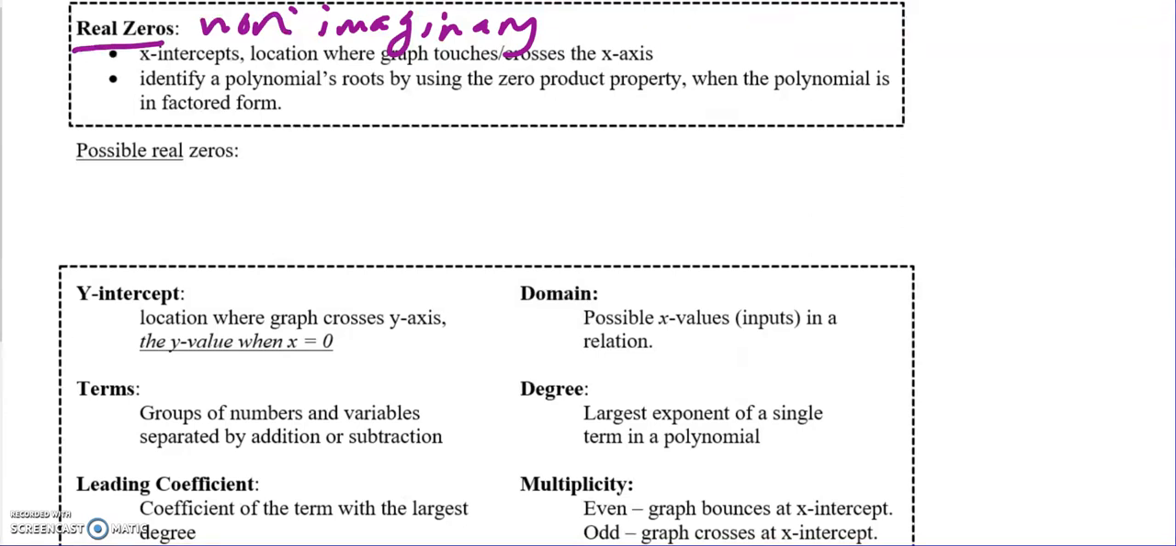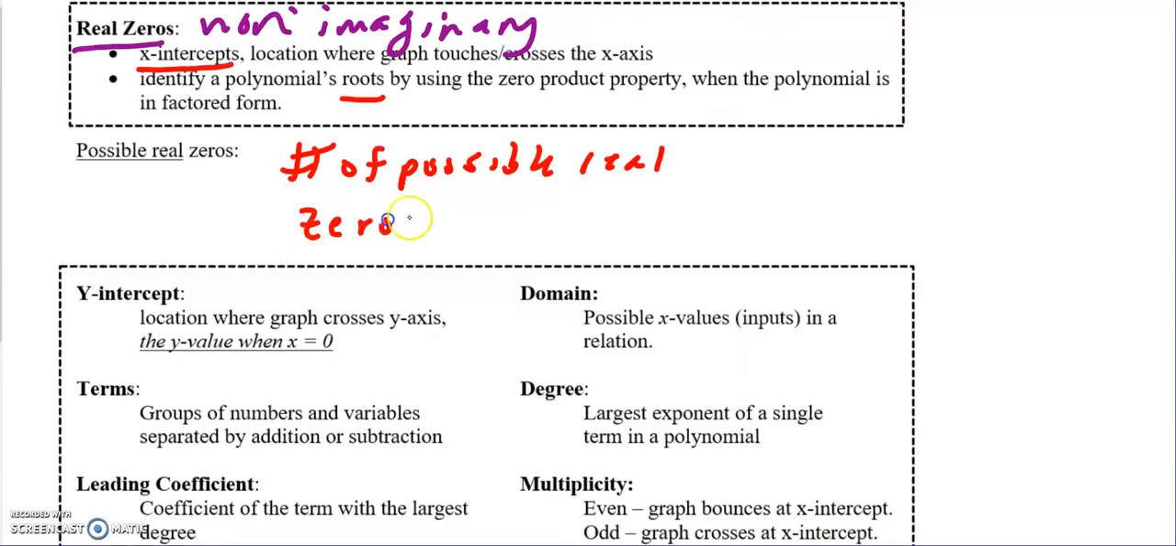What real zeros are is something we've been working on so much already, that you're finding your x-intercepts, or the location where the graph touches the x-axis or crosses it, and you can identify a polynomial's number of roots by using the zero product property. And also, something good to point out here, again, something I mentioned briefly earlier, is that the number of possible real zeros is equal to the degree of the polynomial.